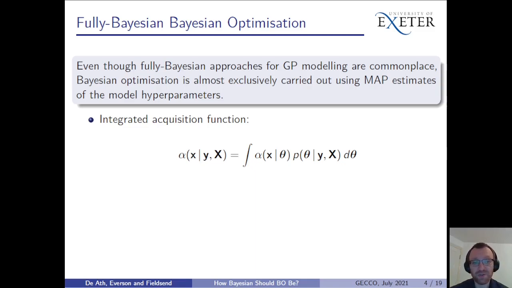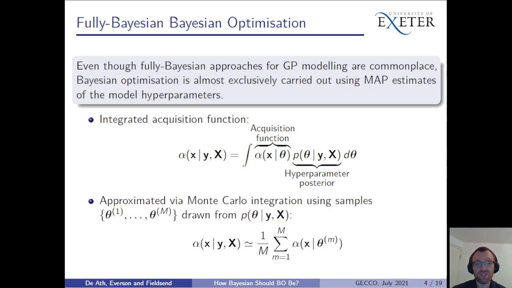If we wish to perform a fully Bayesian treatment of the GP hyperparameters in Bayesian optimization, we must use the integrated acquisition function. This is the standard acquisition function multiplied by the posterior probability of the evaluated hyperparameters, integrated over all possible hyperparameters. However, this is intractable, but we can approximate this integral using Monte Carlo integration, using samples drawn from the hyperparameter posterior. In doing so, we're taking into account the uncertainty in the hyperparameters themselves.